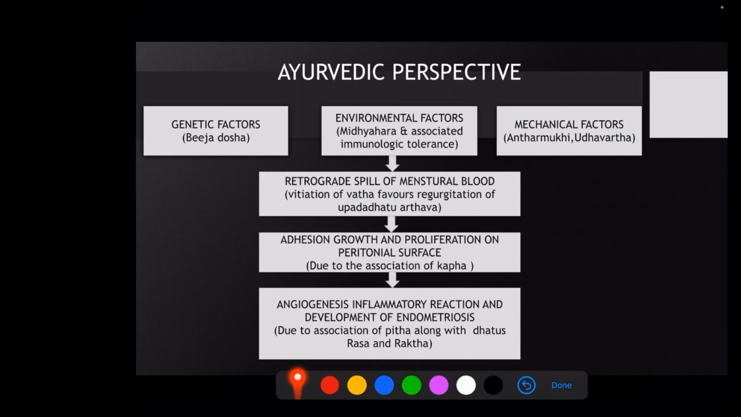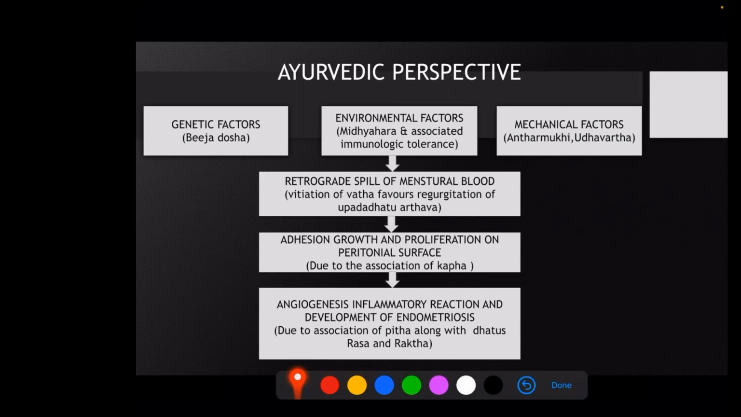That is, a regurgitation of the Artava, leading to the condition of Udavarta. A genetic factor or Bijadosha is also one of the favorable factors in some women responsible for the development of endometriosis. Due to the association of Kapha, adhesion, growth, and proliferation of implants on the peritoneal surface can occur.